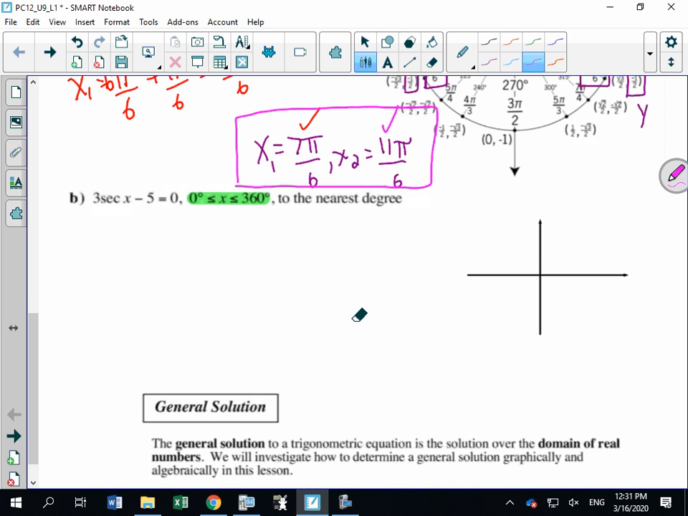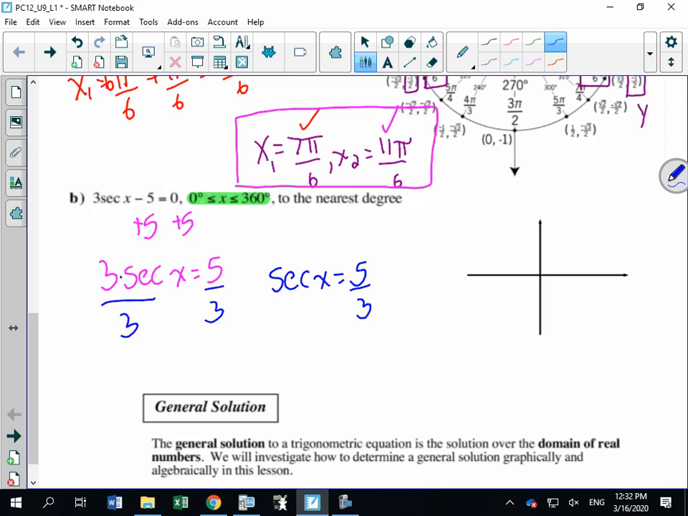Question B is where we're actually going to get to solving. So 3 secant x minus 5 is equal to 0. What you want to do is isolate secant. So add 5 to both sides, and we'd have 3 secant x is equal to 5. Get secant by itself. Right now secant is being multiplied by 3. Divide this side by 3 and this side by 3. Secant of x is equal to 5 over 3.